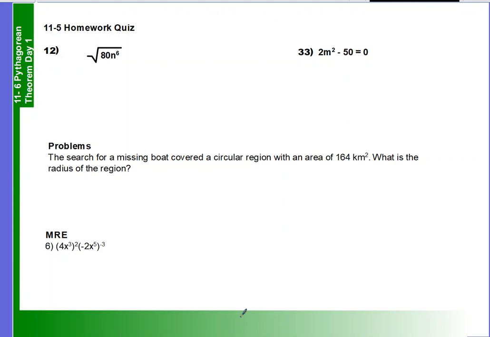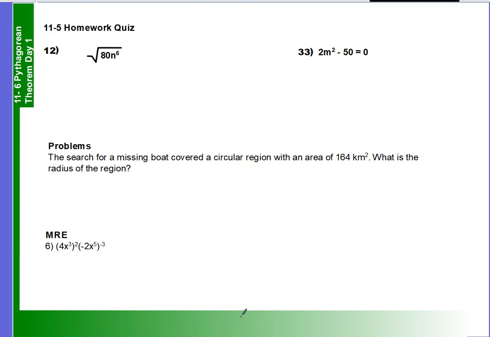So we're going to take a look at the homework quiz from section 11-5. That's right, we're talking about irrational numbers with variables, irrational variable expressions. So the first thing we're going to take a look at is problem number 12. Now in problem 12, we have the square root of 80n to the sixth.